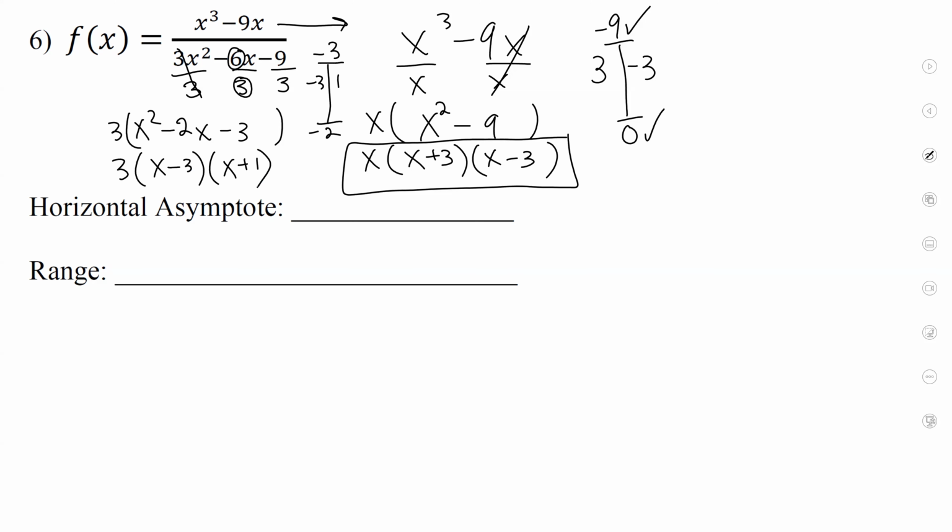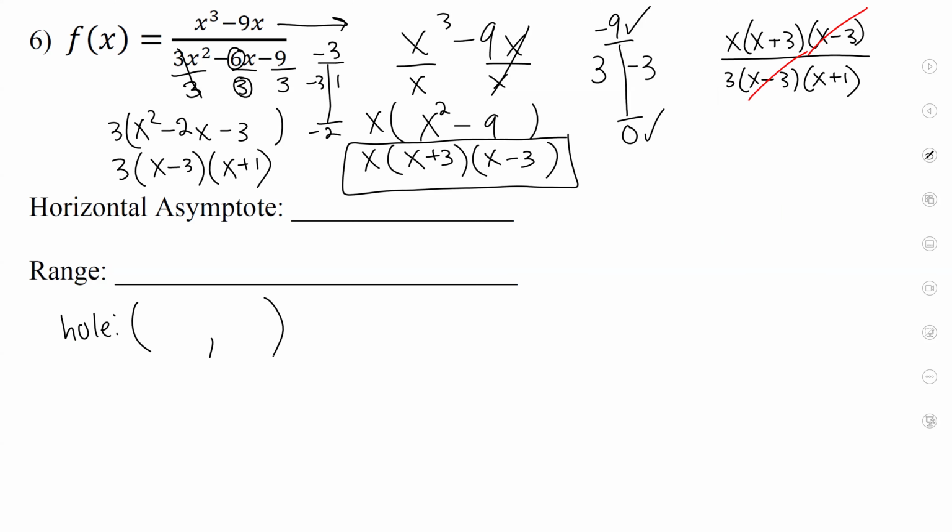Okay, so I'll set it up. In the numerator, we have x times x minus 3, x plus 3. And in the denominator, I have 3 times x minus 3 and x plus 1. All right. What cancels? The minus 3's. So guys, that's your hole. So the question that asks for the hole, set what we crossed out equal to 0. What's the hole? 3. That's the x value of the hole.